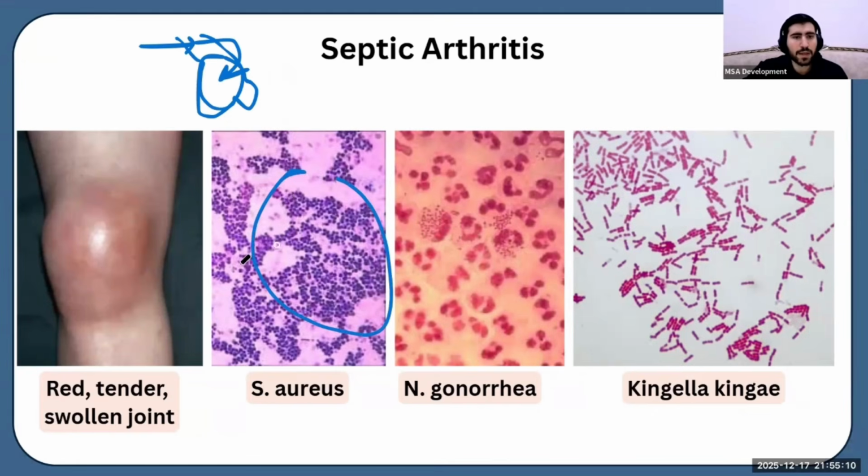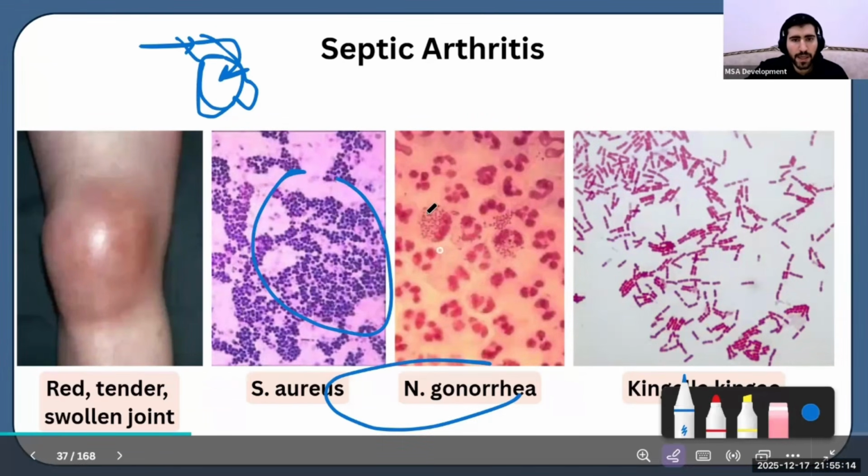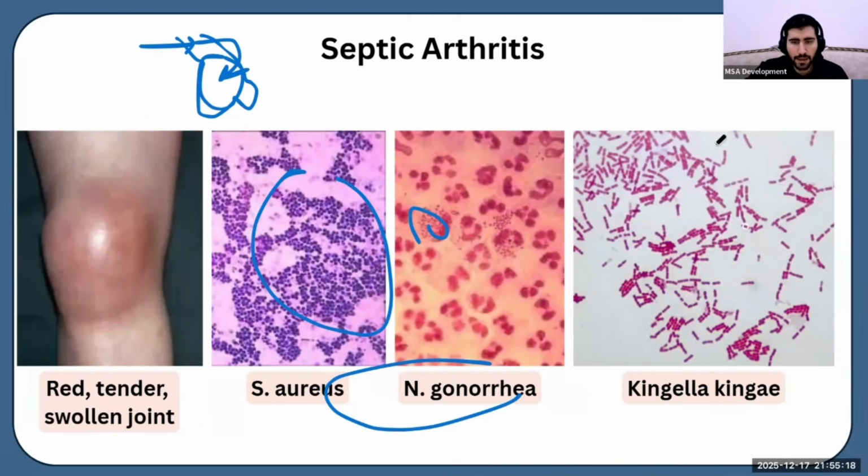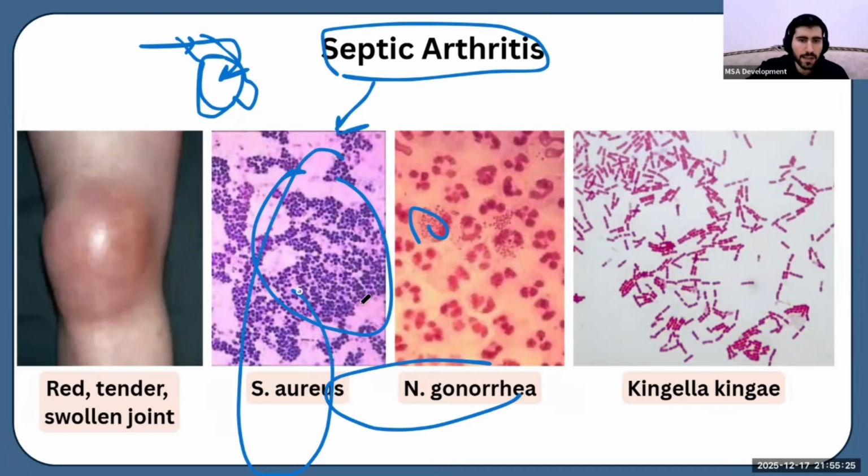Now, I want you to focus on the bacteria itself. This is Staph aureus, gram-positive cocci in clusters. This is Neisseria gonorrhoeae, gram-negative that accumulates in the macrophages. And this is Kingella kingae. Okay, memorize the picture. The most common cause of septic arthritis is Staph aureus. However, in sexually active people, we choose Neisseria gonorrhoeae.